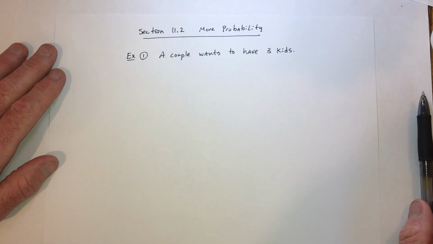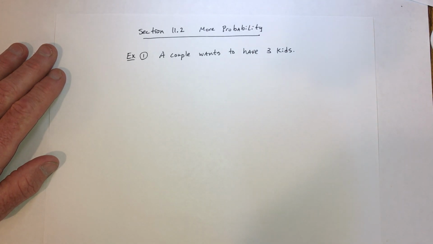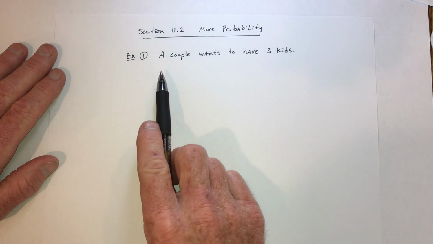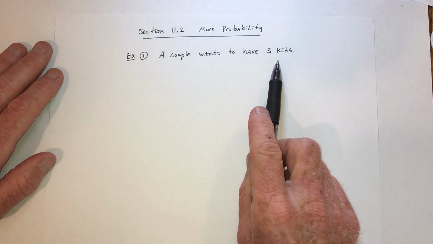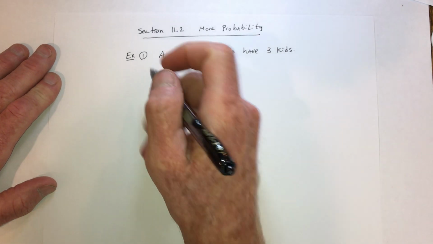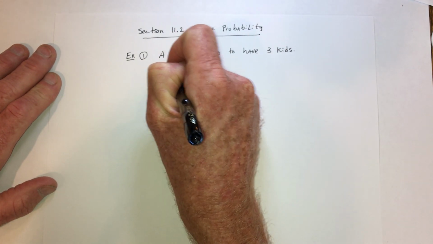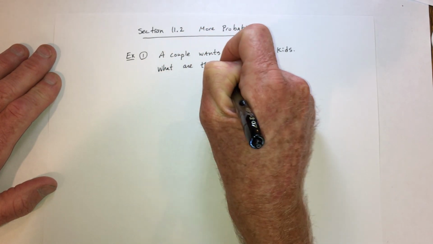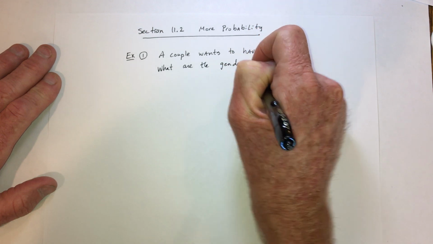So section 11.2, some more fun with probability. And let's start with this hypothetical situation. In the future, this couple plans to have 3 kids. Then, what are the gender possibilities?